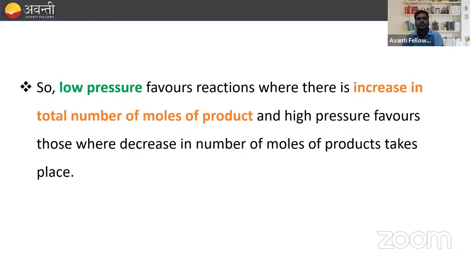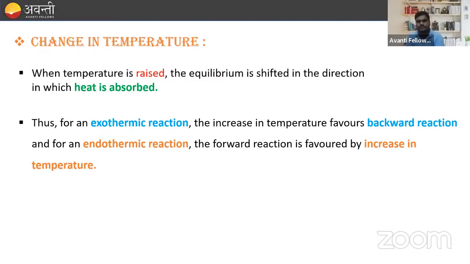So low pressure favors the reaction where there is an increase in the total number of moles of product, and high pressure favors those where a decrease in the number of moles takes place.